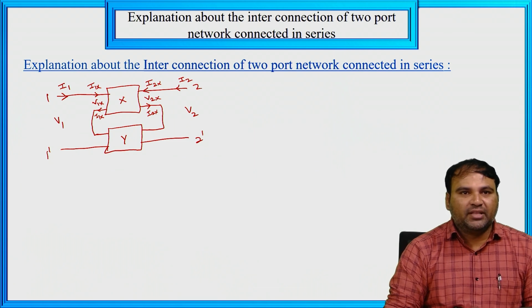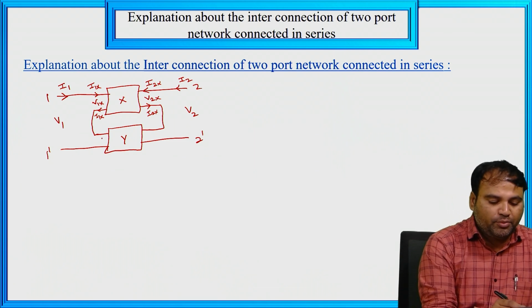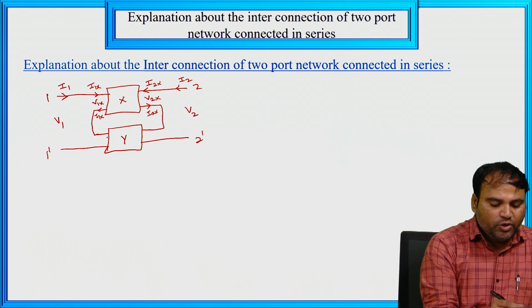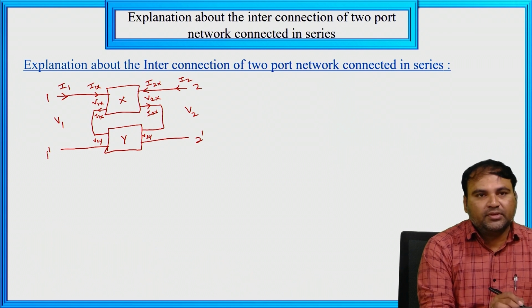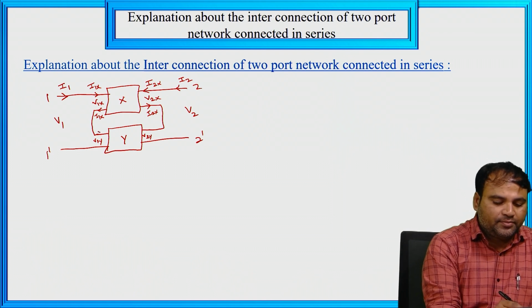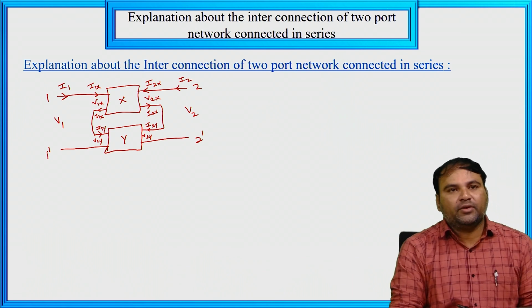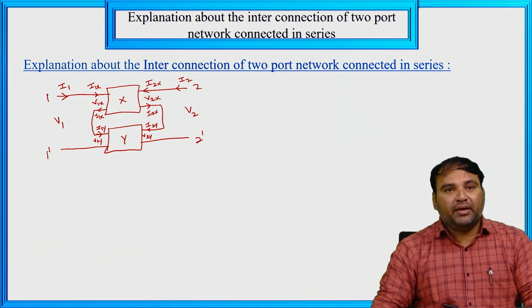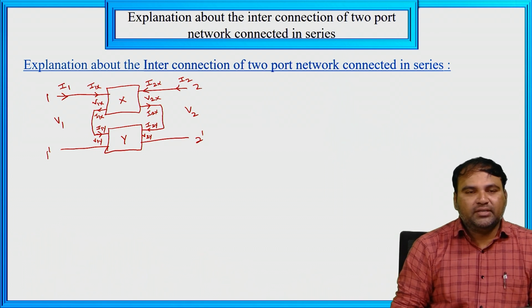Similarly for the Y two-port network, I am taking the input voltage as V1Y and the output voltage as V2Y. The input current of this Y network is I1Y and this is I2Y. So these are the parameters of the two-port networks when they are connected in series.